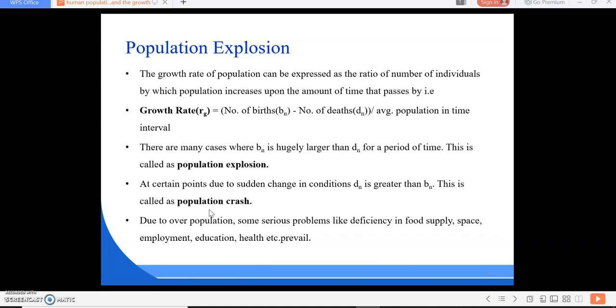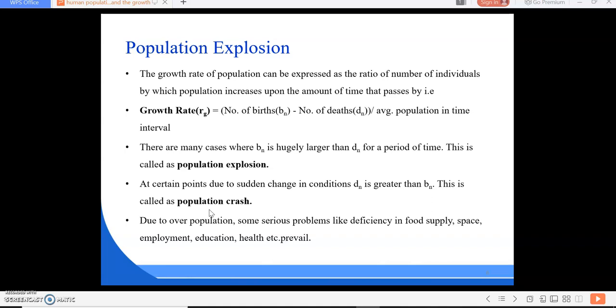There are many cases where B is substantially larger than D for a period of time, following which conditions change so that D becomes larger than B. This sort of variation is exponential, called population explosion during favorable conditions, followed by a crash when conditions change. For example, the diatom population in Lake Michigan, USA undergoes such exponential increases at different times of the year.